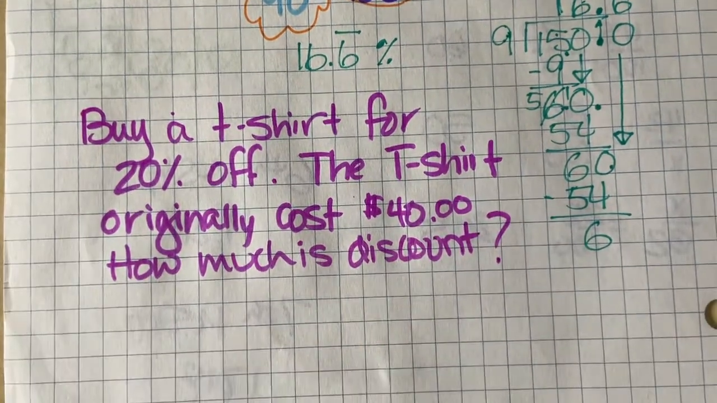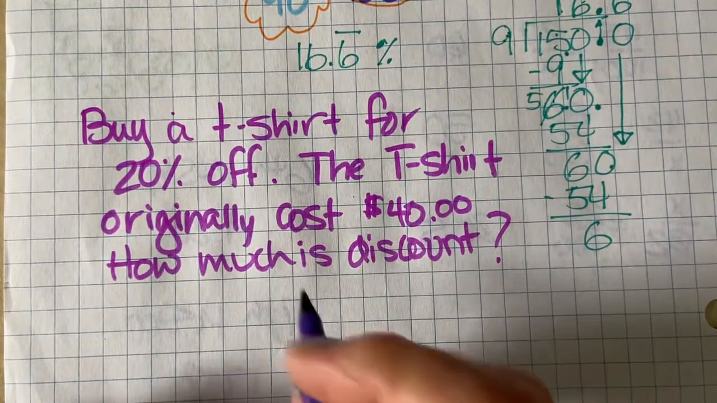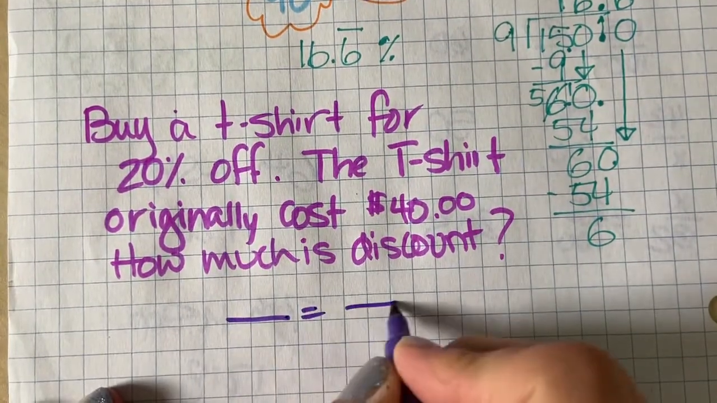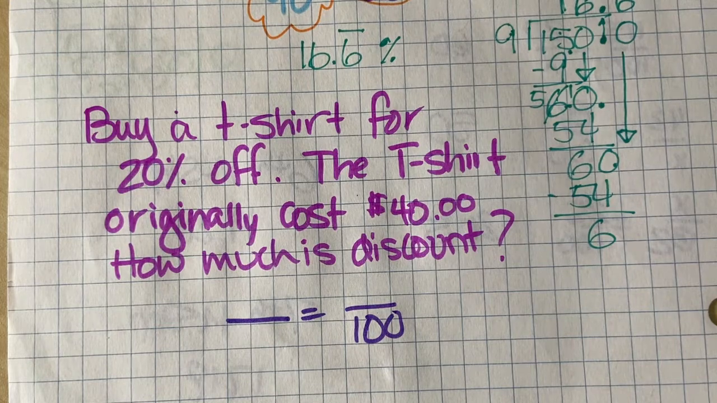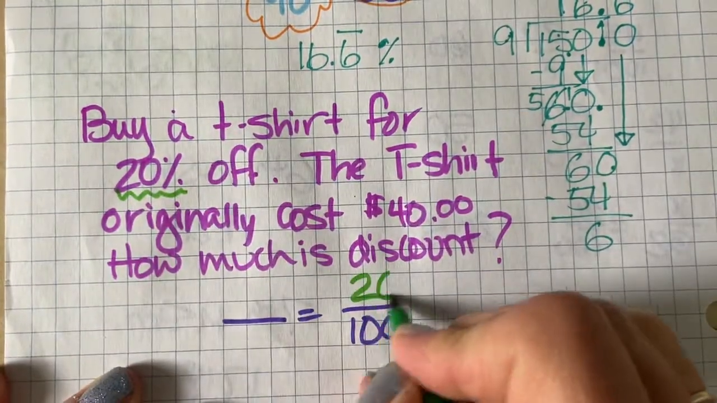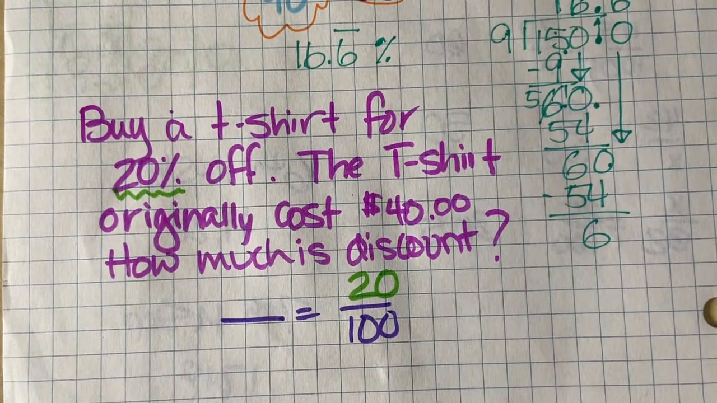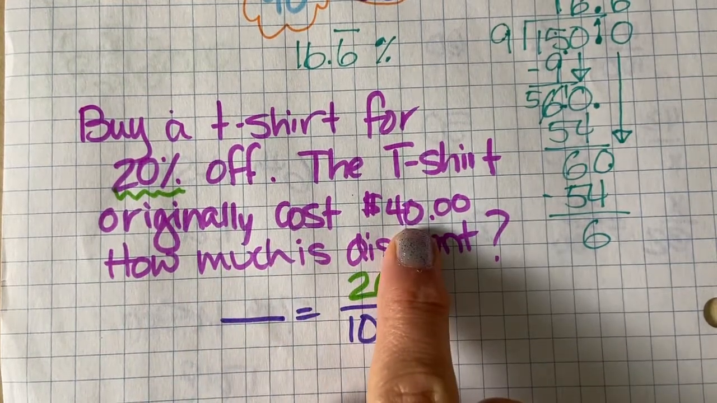All right, so I'm going to start my proportion the exact same way I've done every other proportion. I'm going to say this is equal to this over 100. Okay, look for my information. I know the percent. It's 20% discount. So that goes on here. Okay, now I got to think. It's not going to be of and is on this. I just have to look at the problem. The t-shirt originally cost $40.